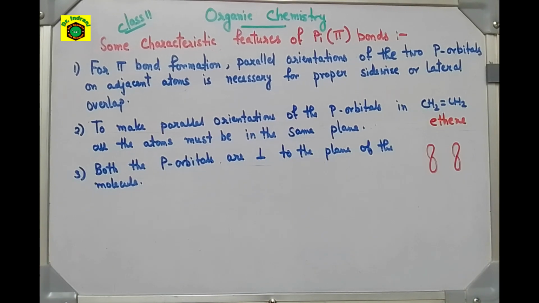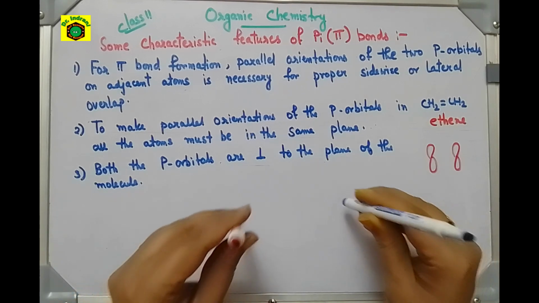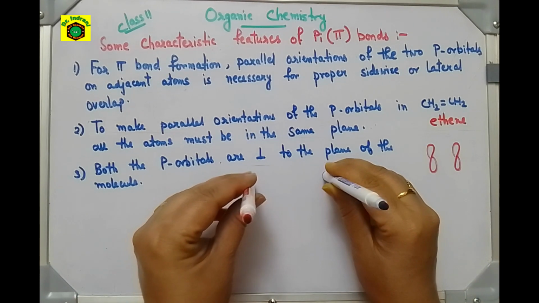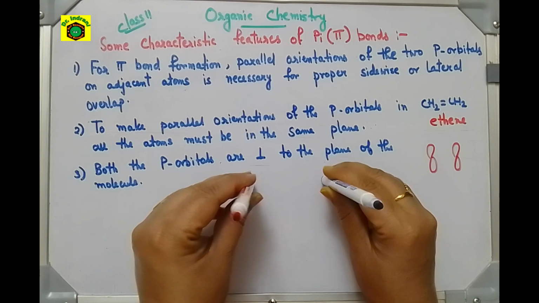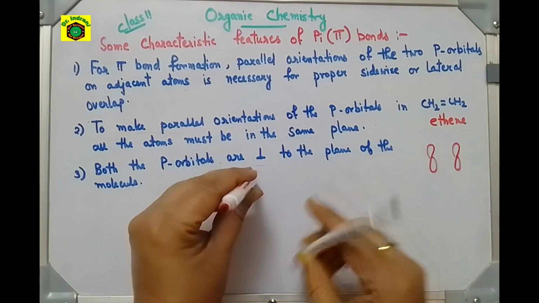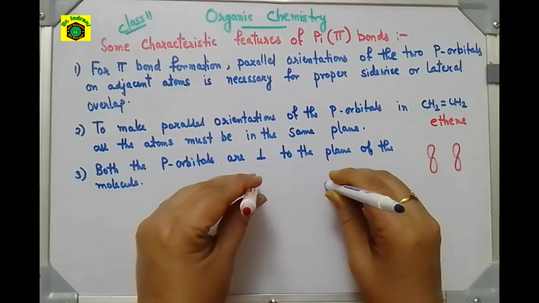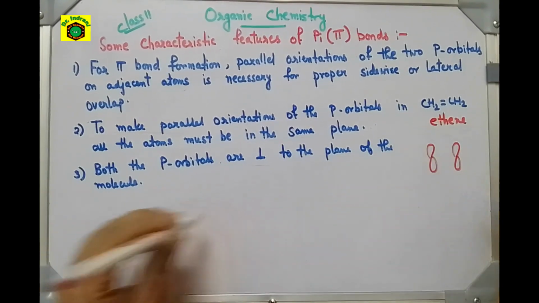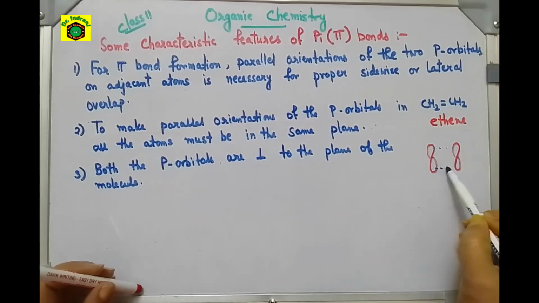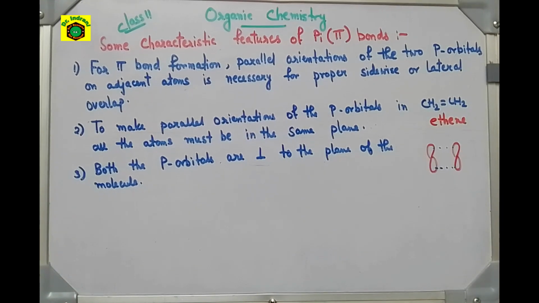Next point, both the p orbitals are perpendicular to the plane of the molecule. Means if this is molecular plane, then both the p orbitals will be like that, perpendicular to the plane of the molecule. Then only here and here overlapping of the orbital will take place.